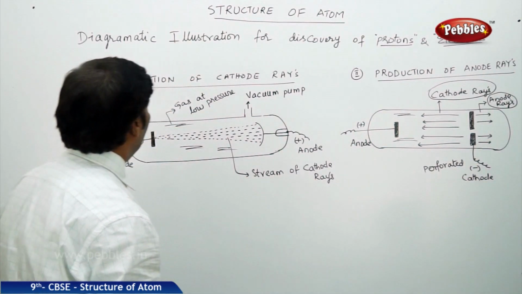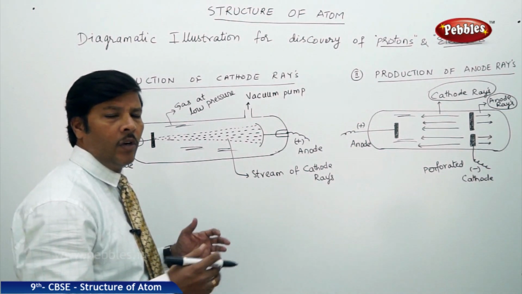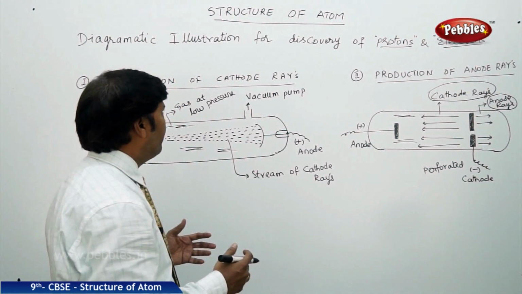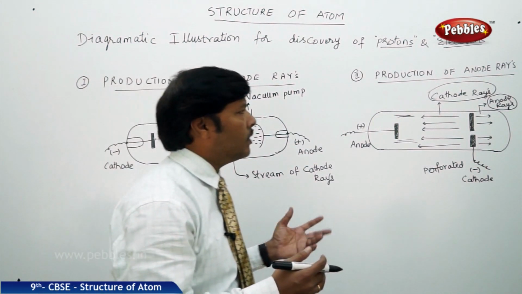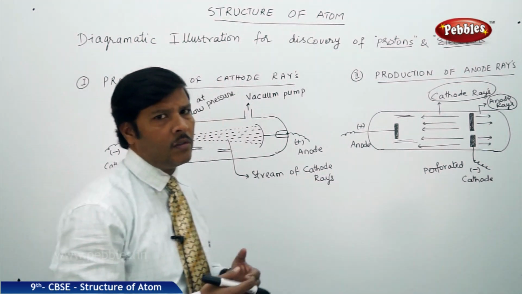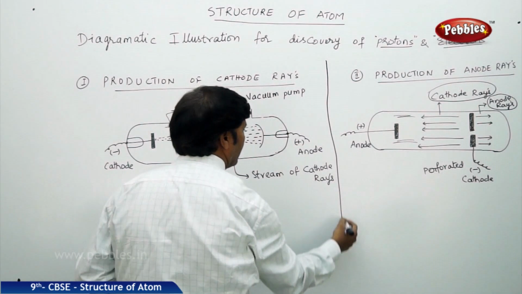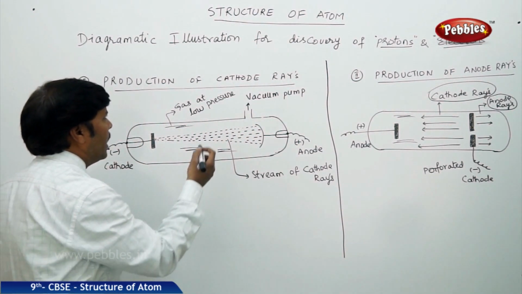So here, if you look at the diagrams, let us try to observe what is happening. We are already saying that the cathode rays are nothing but sources of electrons, and the anode rays are the sources of the protons. So let us try to differentiate with the diagrammatic view. With the help of a diagram, let us try to understand the cathode rays.